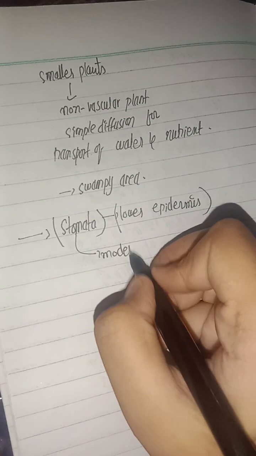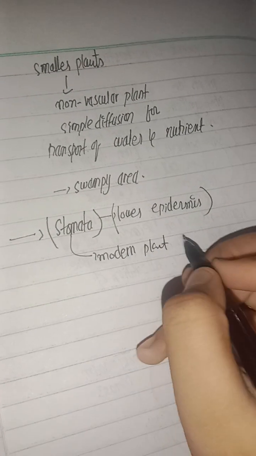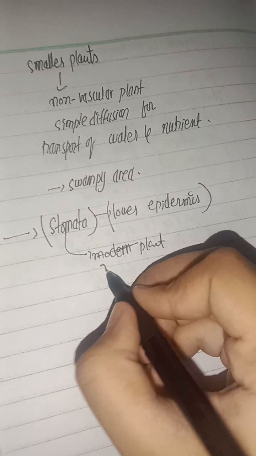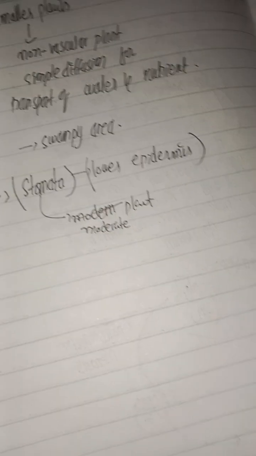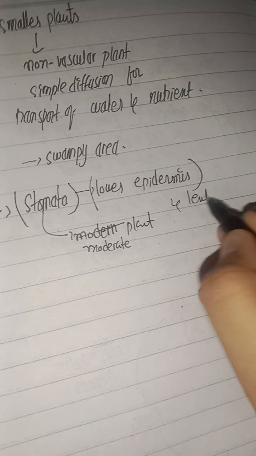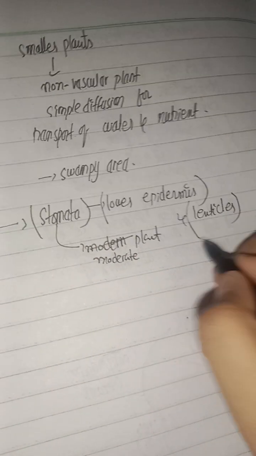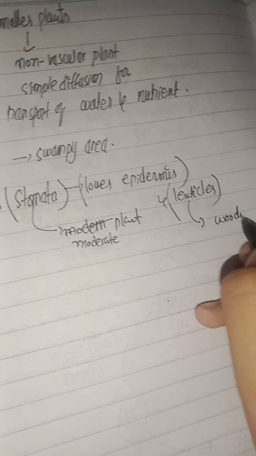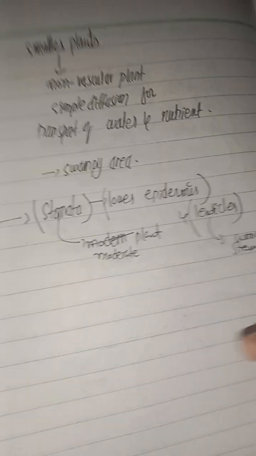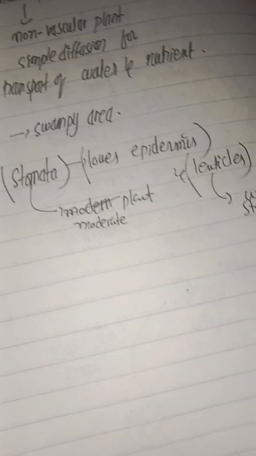I have written moderate plants. Now lenticels are also present. Lenticels are also for gaseous exchange. These are basically on the woody stem, from where gaseous exchange takes place.